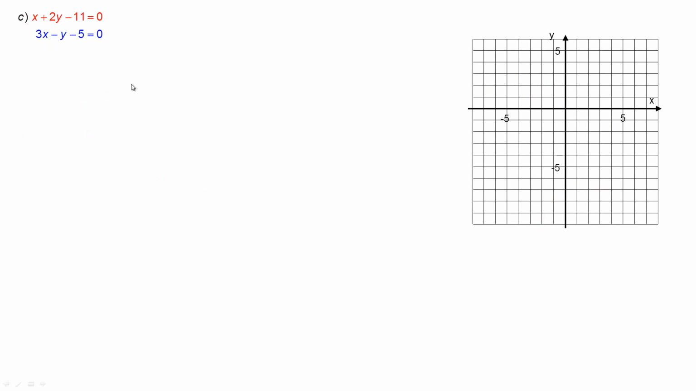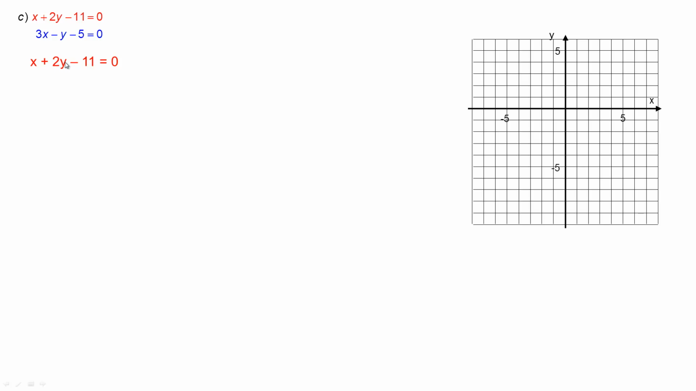Last example, C here. Both lines are given in standard form, so I'm going to rearrange them both into y equals mx plus b form. So let's start with the top one first here. And the goal here, we want to solve for y. So the first thing you want to do is solve or isolate for the y term.